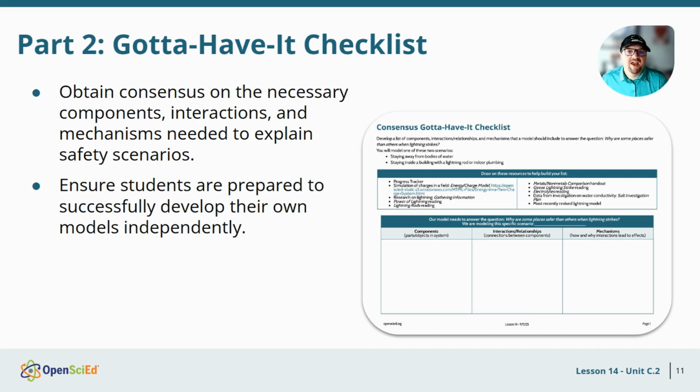The first key moment happens in part 2, when the class builds a consensus gotta-have checklist. Students are debating in a large group, looking at their past data, and deciding which components and interactions must be included to explain safety. The checklist serves as a crucial scaffold and ensures students aren't staring at a blank page when it's time to model independently. I watch closely to make sure the class converges on the necessary mechanisms before moving on.